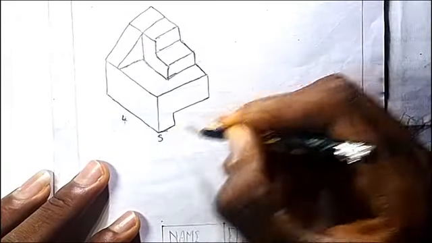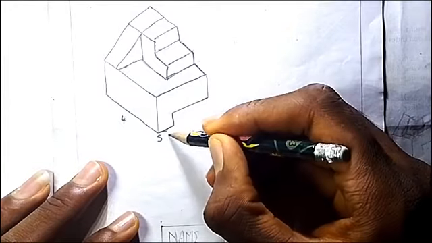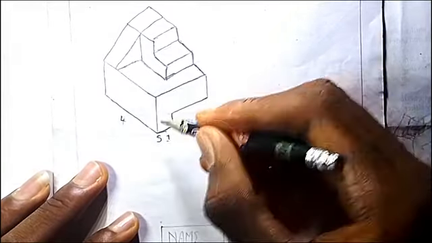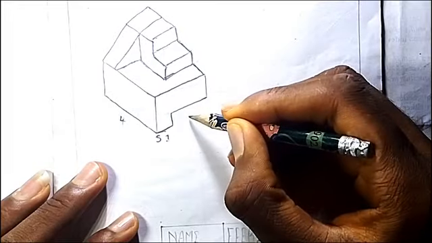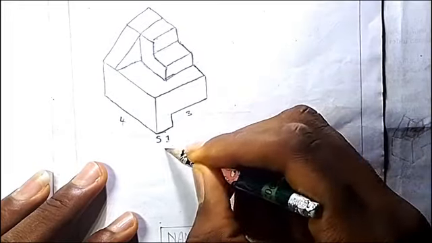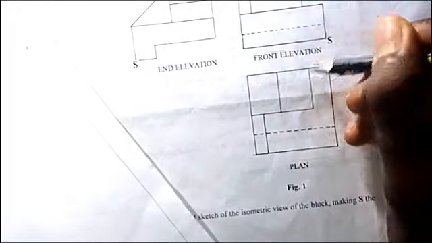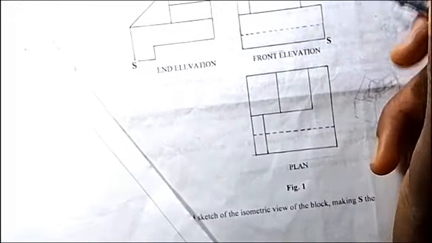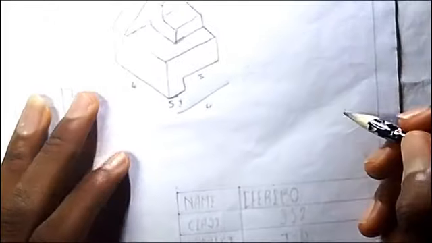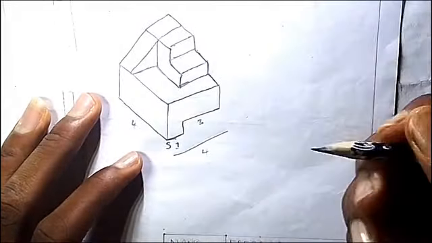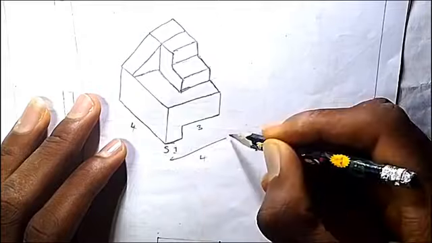Then for this part here, we can use 1 cm. Then for this other part, we can use 3, making a total of 4. And if you look at the views, it's looking equilateral, an equilateral square. So it's looking like each of the parts is 4 cm. So here it will be 4.